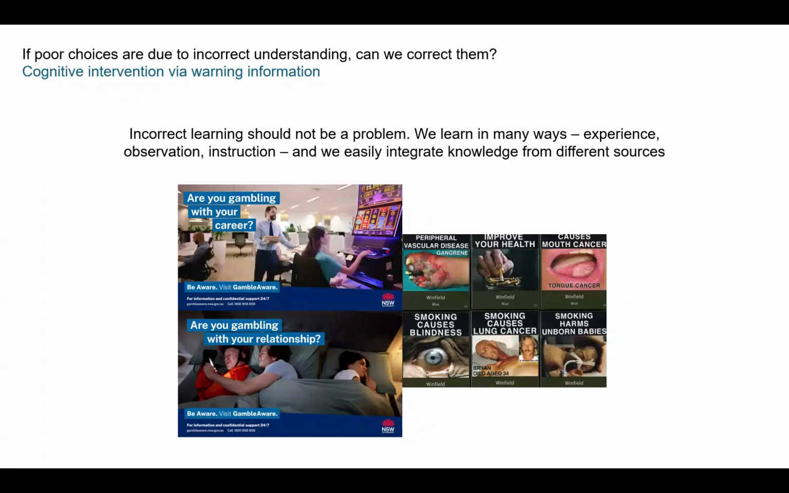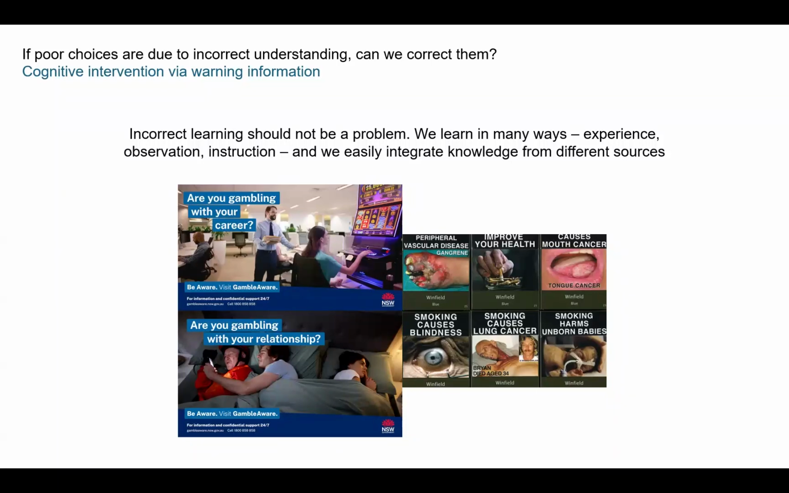So that should be easy to fix, right? Incorrect learning, man, I learned a lot of incorrect things. So it shouldn't be a problem. We should be able to correct their models because we learn in many ways. We learn from experience, we learn from observation, we learn from instruction. We're very good at integrating knowledge from different sources. This is precisely why we use things like warnings in public health.